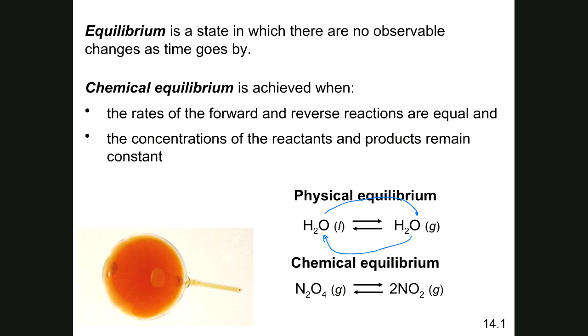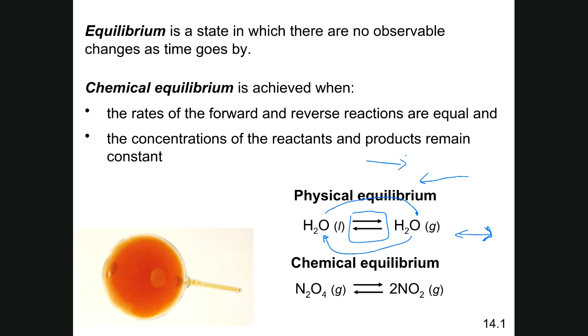Equilibrium is shown by a double arrow, especially if the size of the arrows is exactly the same. That means the reaction has reached equilibrium. If you see a single arrow, the reaction is not at equilibrium and is going in one direction. So if you see either one of these two, it means that the reaction is not at equilibrium. If you see two arrows or one double arrow, it means the reaction is going forward and reverse at the same time.